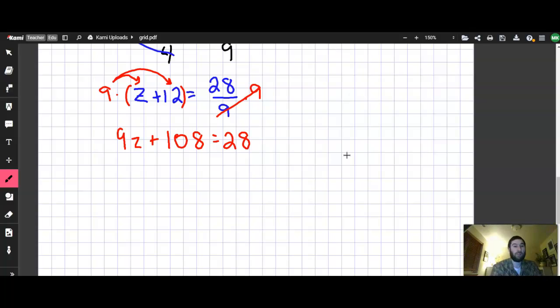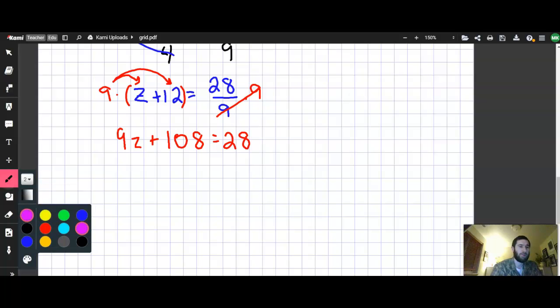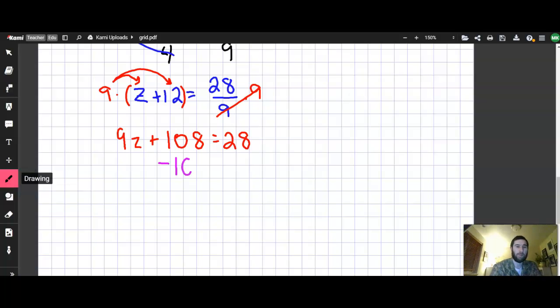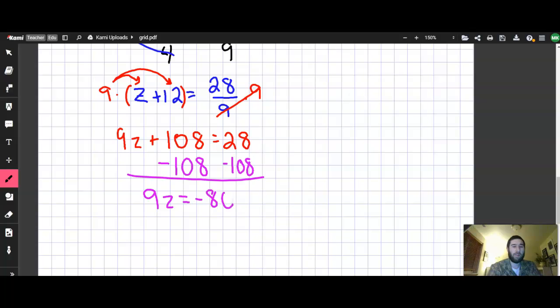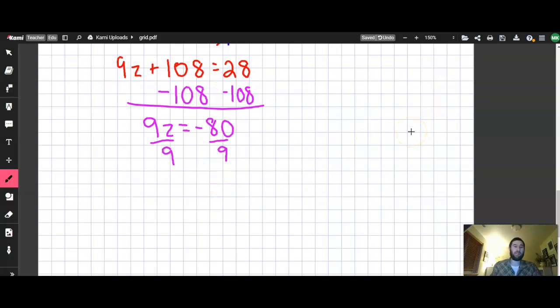So first, let's go ahead and subtract 108 on both sides. Looks like I'm looking for a new color. So let's go ahead and pick some purple. Purple's a great color. So subtract 108 on both sides. That leaves us with 9z equal to 28 minus 108, which is negative 80. Then divide by 9 on both sides. Our value of z is negative 80 over 9.